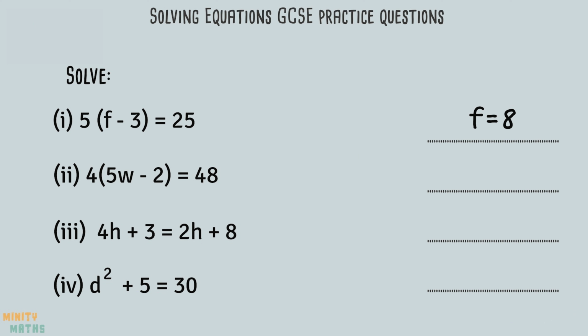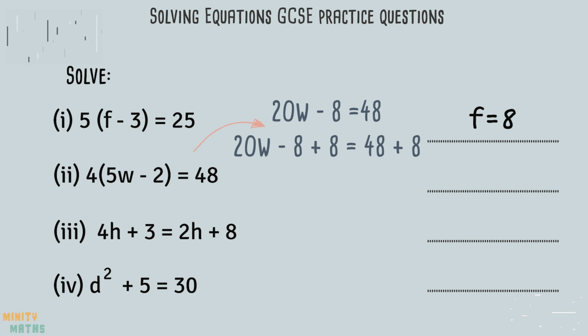For question 2, let's see how we can solve this by using the expanding brackets method. Firstly, we should multiply each term in the brackets by 4, to get rid of the brackets. We only do this to the side with the brackets. Then we can add 8 to both sides, leaving us with the equation 20w equals 56. Finally, we can divide both sides by 20.